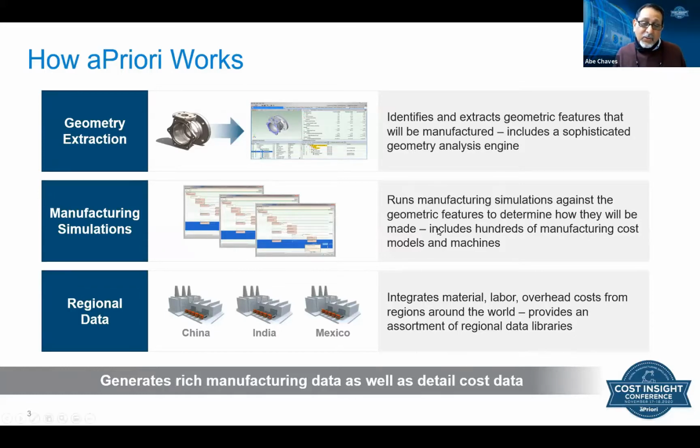And so it takes all those cycle times it calculated at each step of the process, and it multiplies by the appropriate labor and overhead rates for that virtual factory in that region, and comes up with cost, basically, right? So it now has basically very rich manufacturing information and cost information.